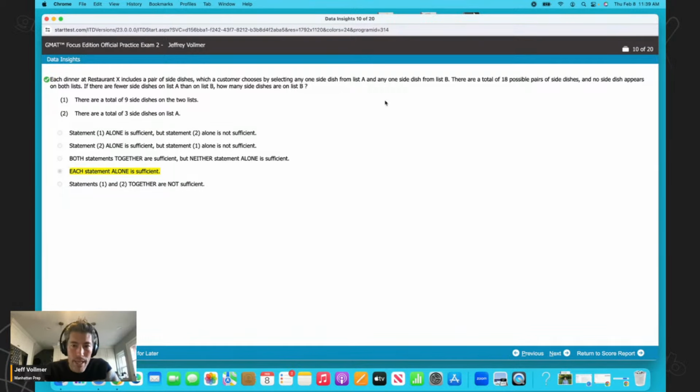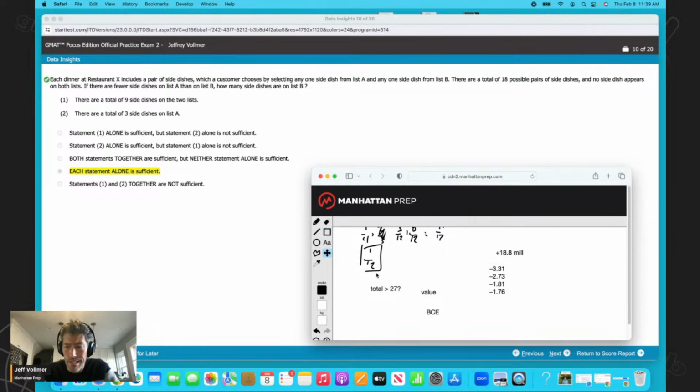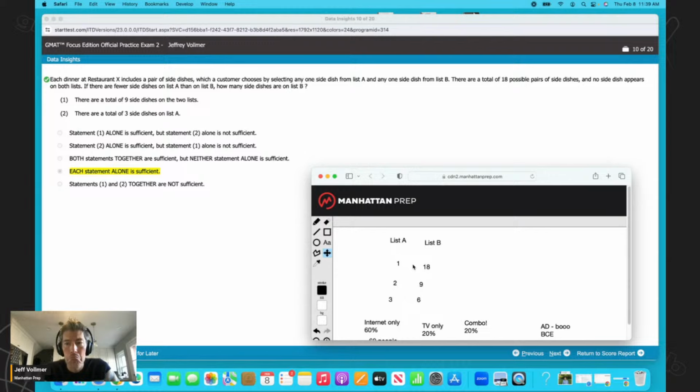This one we set up, right? 18 possible pairs. We set up what was possible here. Possible pairs of side dishes means you make a selection from list A. How many options are there here? Times how many options are there in list B, right? And that product needs to be 18. So you can list out the factors of 18 that are grouped in that way. And then it tells you there are fewer in A than B, so the numbers over here, their factor buddies, their pairs are greater. So these are your three options.